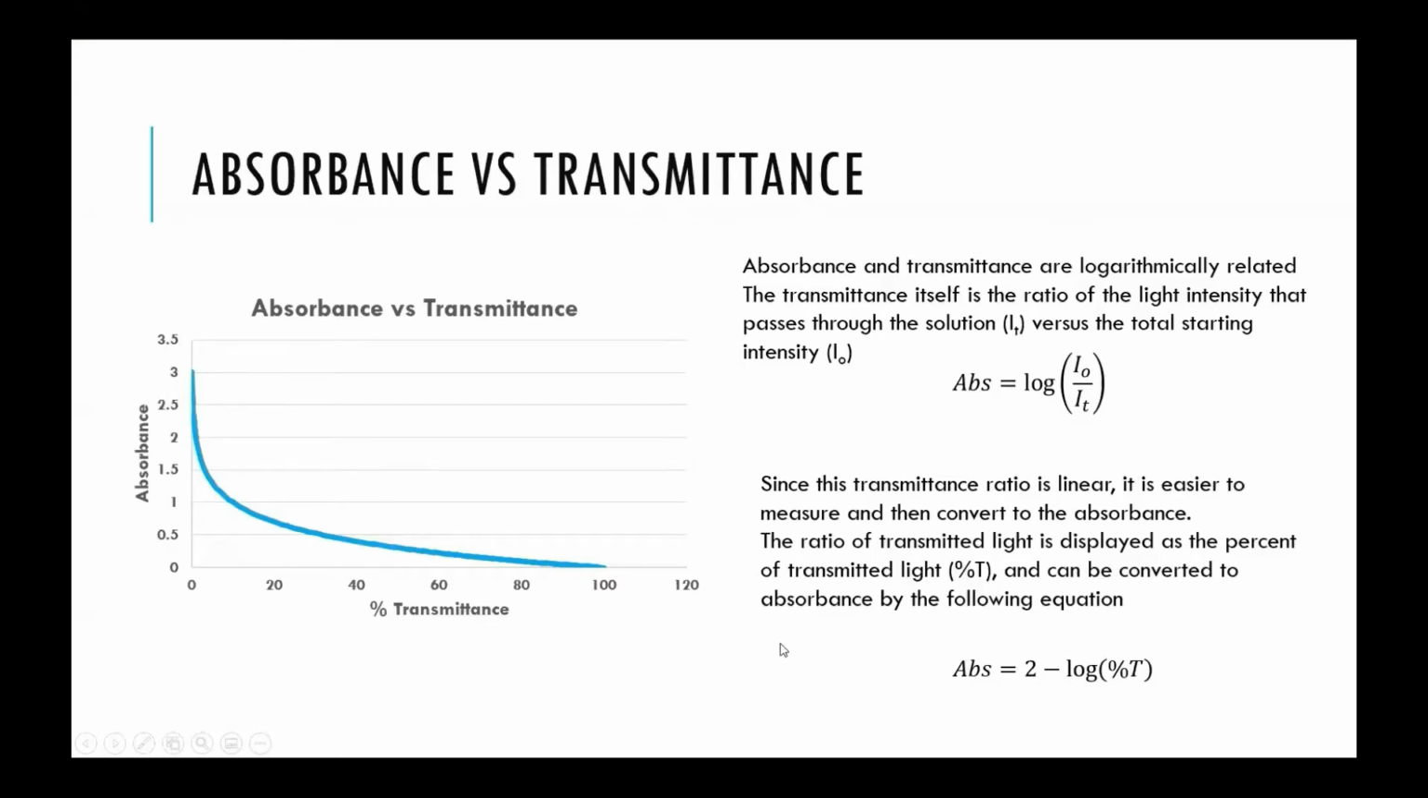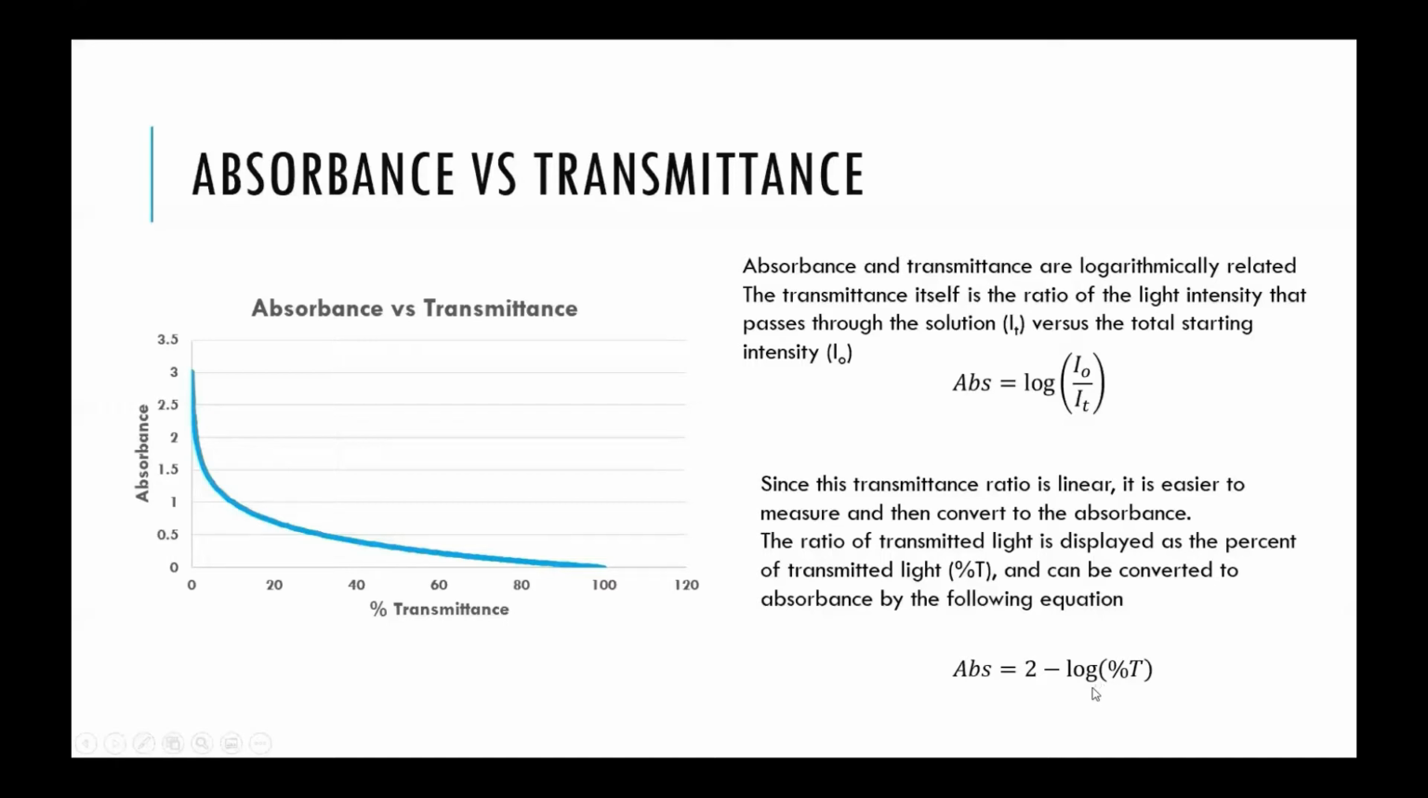And they're related through this equation. You can easily convert between one and the other using this equation here, where absorbance is equal to 2 minus the log of the percent transmission. And this percent transmission is the whole number. So if the percent transmittance was 60%, the absorbance would be 2 minus the log of 60. You don't have to convert it to a decimal.